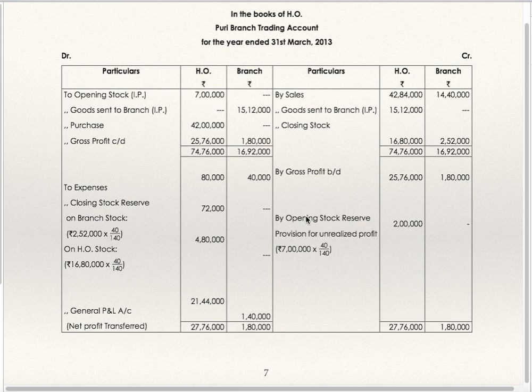Just now we have seen working notes. Loading on opening stock of head office will be credited to profit and loss account, head office column, and loading on closing stock of head office and branch is to be debited to profit and loss account, both in the head office column. Closing stock reserve on branch stock is 2,52,000 into 40 upon 140, and head office 16,80,000 into 40 upon 140. The balancing figure is to be transferred to general profit and loss account, which is net profit.